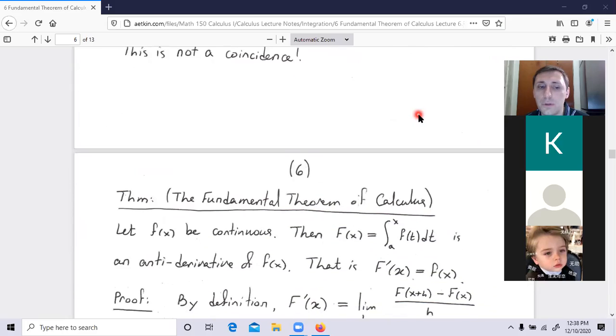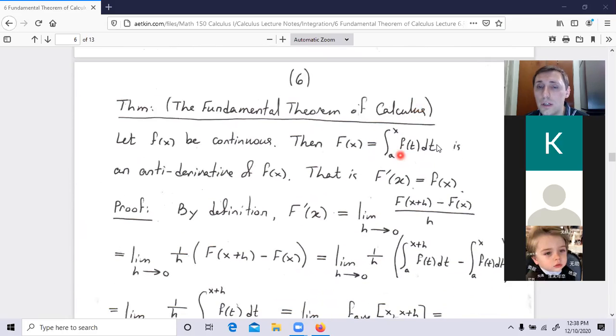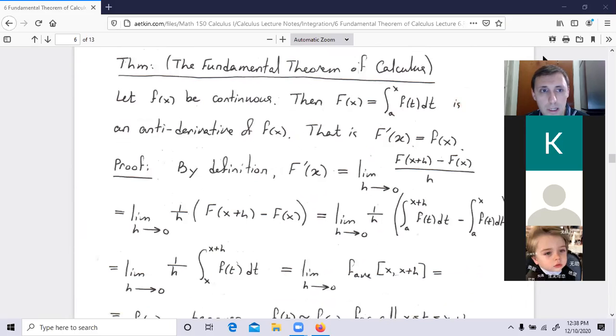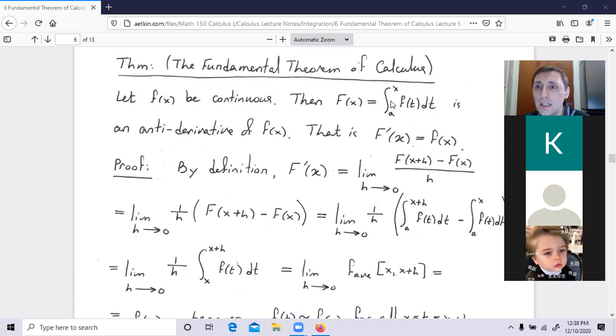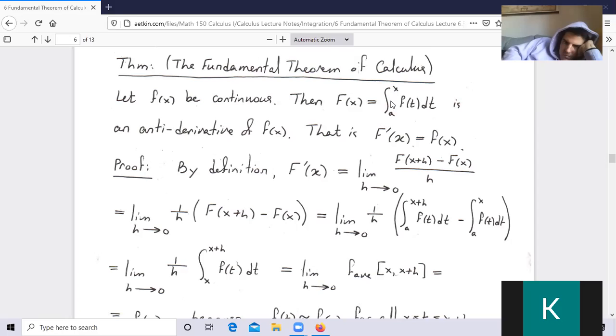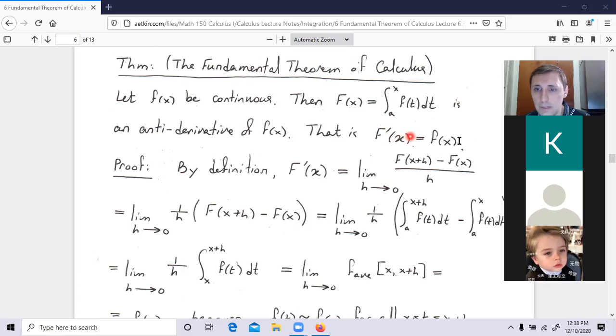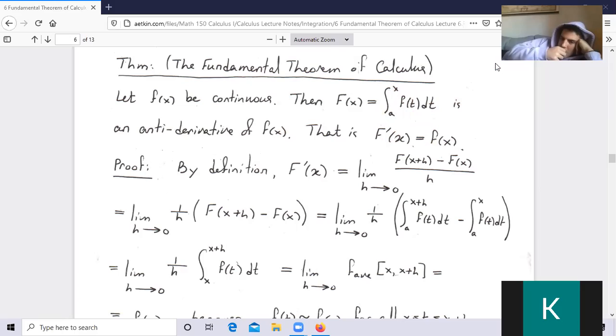So here now is the fundamental theorem of calculus. Now look at it very carefully, guys. Let the function little f be continuous. Then for any a, the integral from a to x of f of t dt is an antiderivative of little f, not all the antiderivatives. In other words, when I take the derivative of this function, it will be little f. Notice I switched the t here, but the integral from a to x, f of t dt, when I take its derivative, I will get my little f function back.